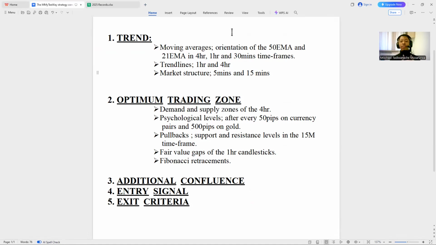So I no more use the divergence, the RSI, the channel trading, the weekly high and weekly low, because they are no more valid, right? And with that being said, I also no more use 100 pips for psychological levels on gold. We all know what gold did.